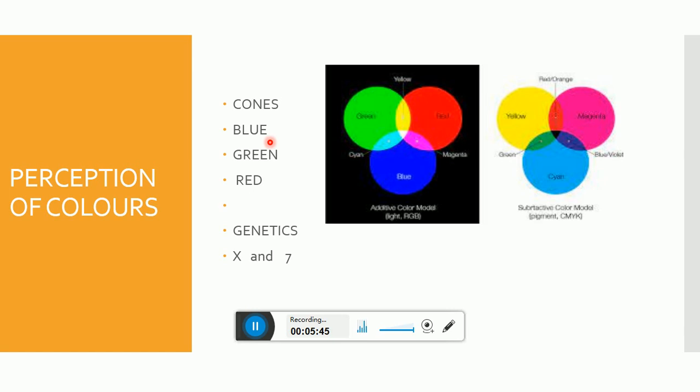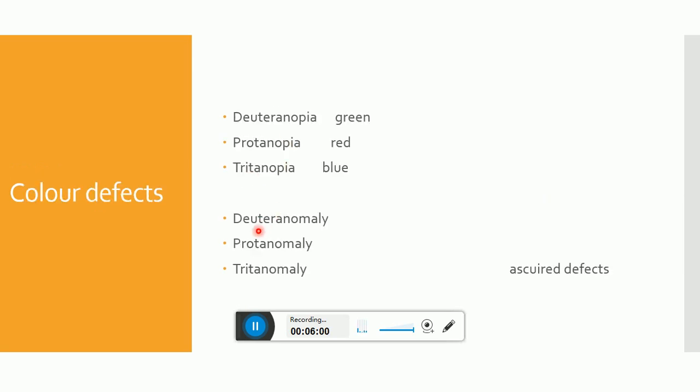Of men 8% and of women 0.5% have a defect of the red-green system. The commonest is deuteranomaly, which occurs in 5% of men and 0.3% of women. Tritan defects are rare.